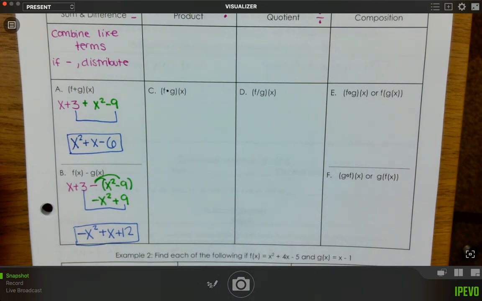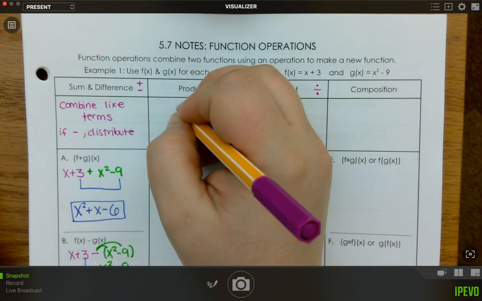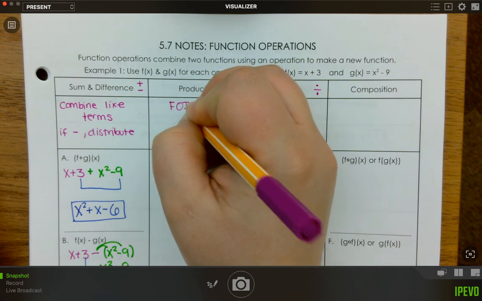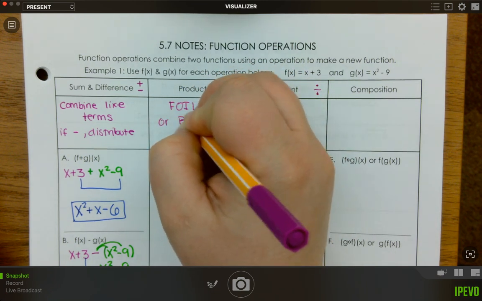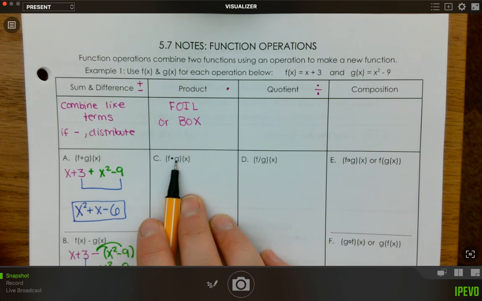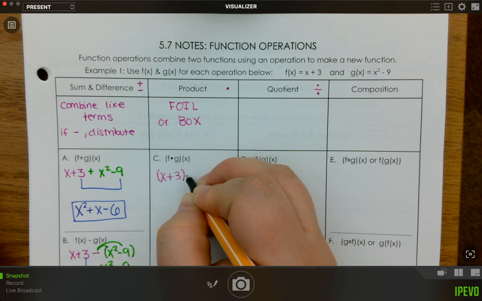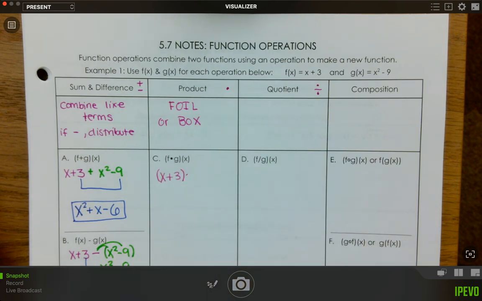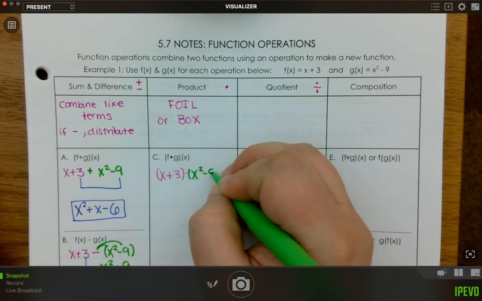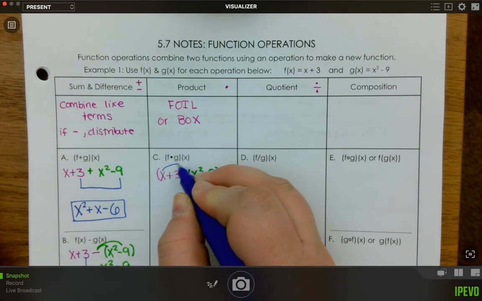Now we're going to talk about multiplying. Multiplying we've been doing for a little while now. I'm going to write a reminder up here that says FOIL or box method. It doesn't matter which one you pick. Order does not matter on this one either. So here we have f times g of x. So I'm going to multiply the two of them together. Here's f times, here's g. And I have to multiply these together or distribute now. And that's why I said FOIL, so that you can multiply firsts.